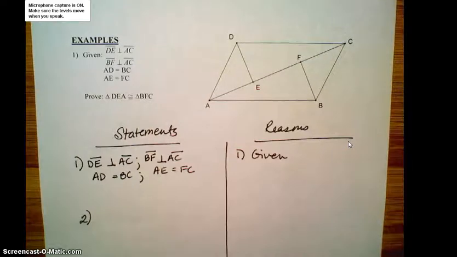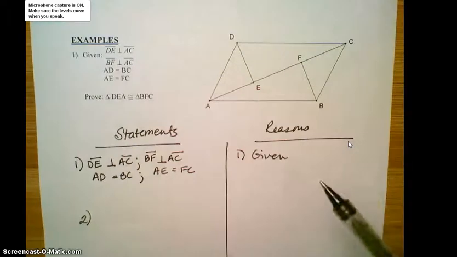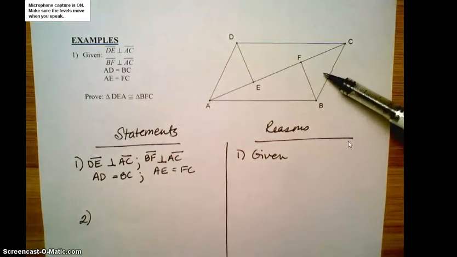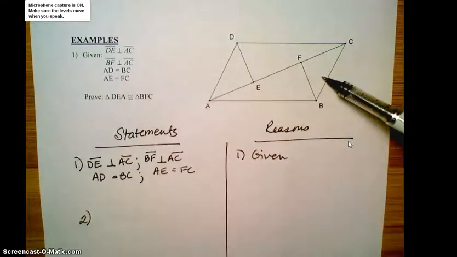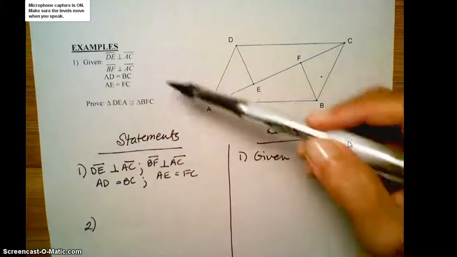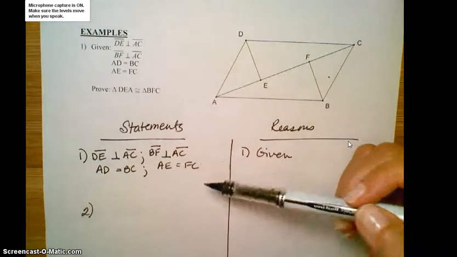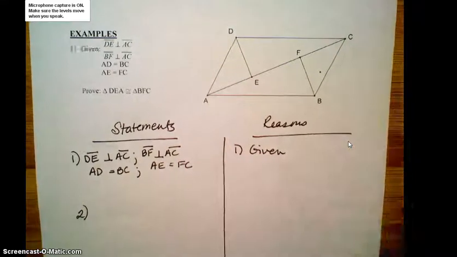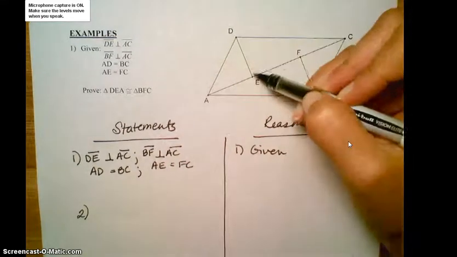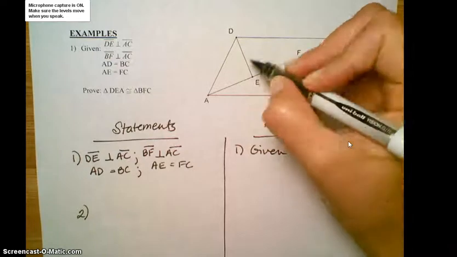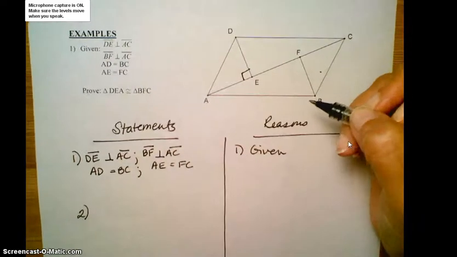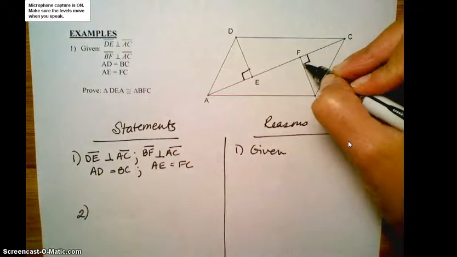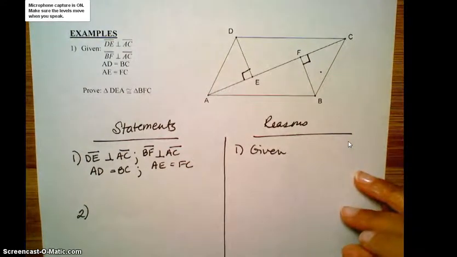Okay, here we have a proof where we're being asked to prove this triangle is congruent to this triangle over here. As you can see, I've already taken the givens and written them down in the proof. Now, what we're going to do, of course, is mark the picture. To show that DE is perpendicular to AC, I'm going to make a right angle marker. Also, BF is perpendicular to AC, so I'm going to add a right angle marker to that.